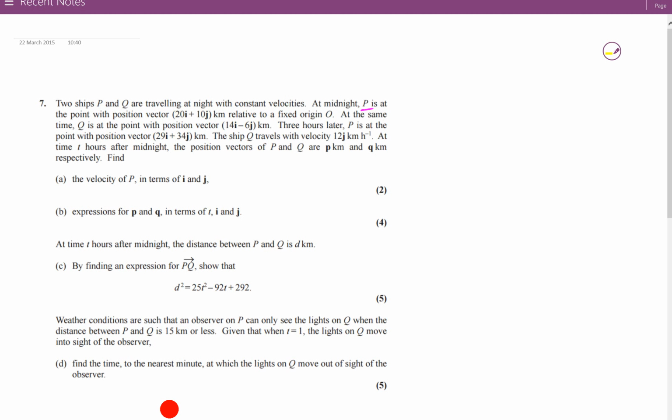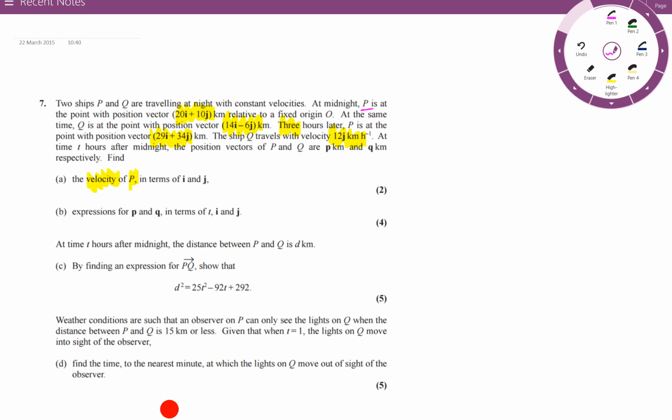So P starts off with this, and it does this journey for 3 hours, and ends up there. Have I read it right this time? Yeah. And Q, on the other hand, starts off there and goes at this speed. So, 2 facts for each. Okay, so we just want the velocity of P.